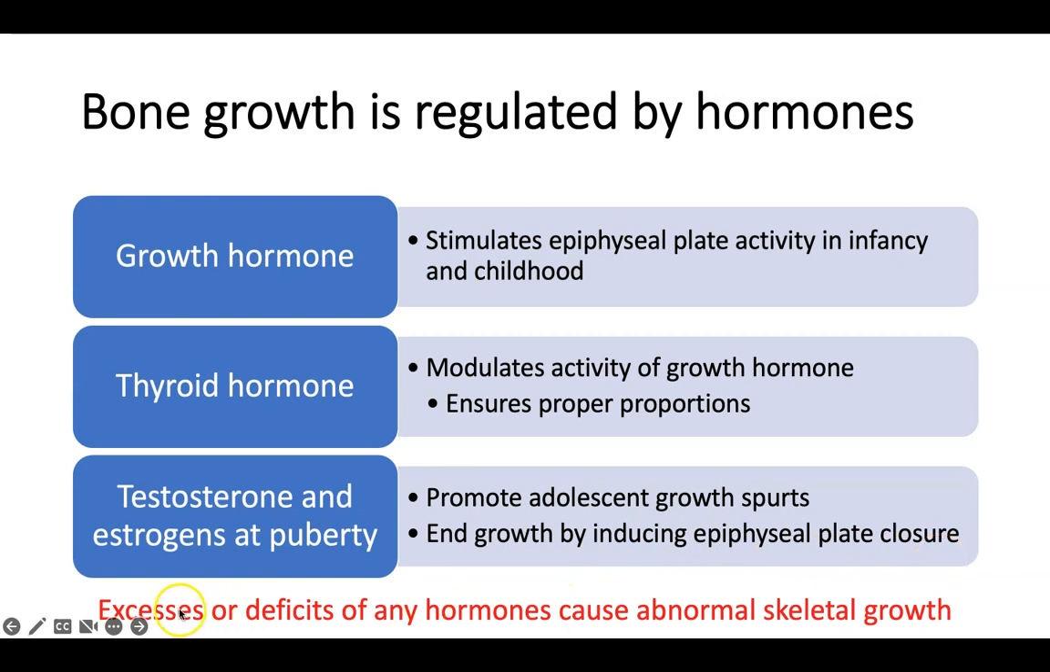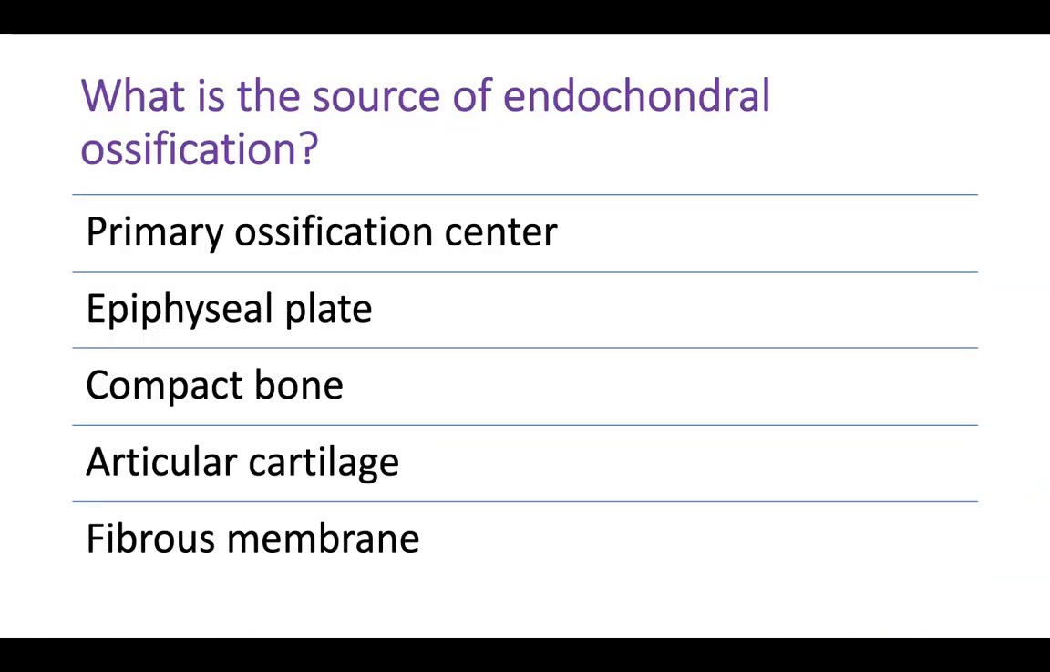Just one thing to note is that any excesses or deficits of these hormones can lead to abnormal skeletal growth. So I'll leave you with a question. What is the source of endochondral ossification? Is it a primary ossification center, an epiphyseal plate, compact bone, articular cartilage, or a fibrous membrane?